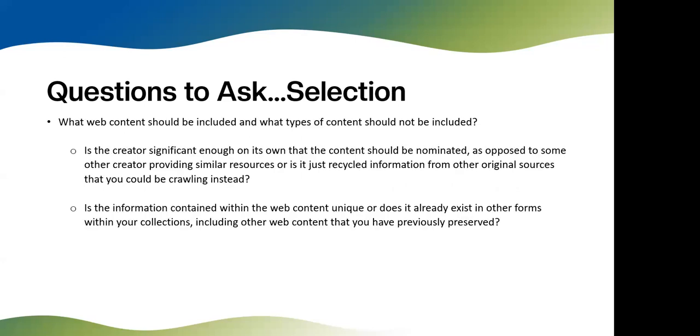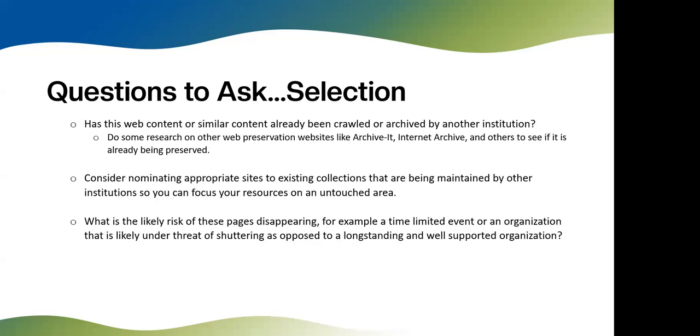What web content should be included, and what types of content should not be included? Is the creator of the website you're looking at significant enough on its own that the content should be nominated for inclusion, or maybe some other creator has similar resources, or they're just recycling resources from an original source that you should be crawling instead? Is the information contained within web content unique, or does it already exist in other forms within your collection, maybe print forms, or other websites that you've previously preserved? Think about these things when you're thinking about selection.